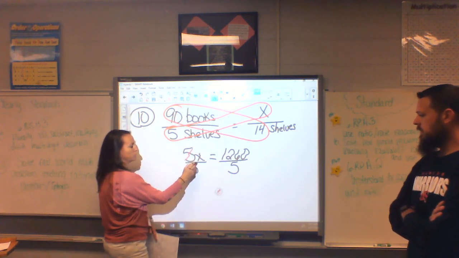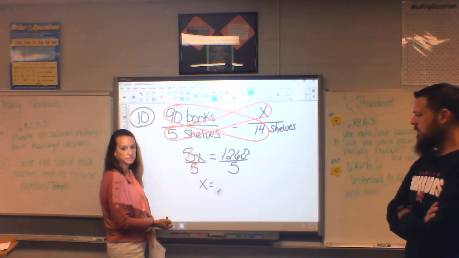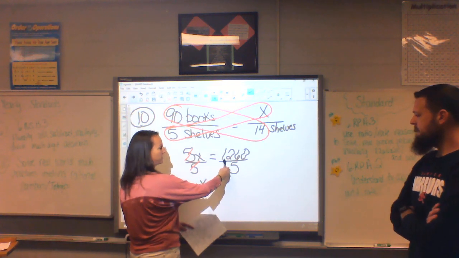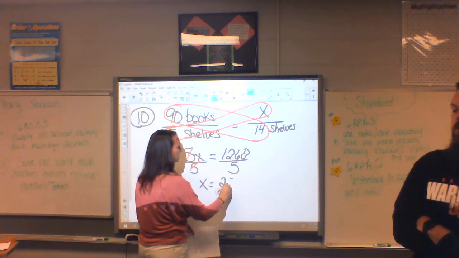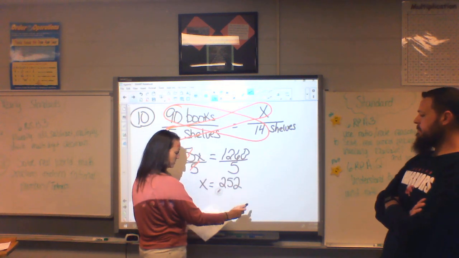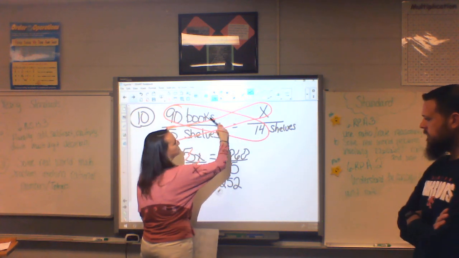5 divided by 5 is 1, so it goes away. I'm left with just X, 1X. And then you simply do your math. 1,260 divided by 5, and you can do that using long division. You should know how to do that by now. 252 is my answer, and I've got to figure out what I'm talking about in this top row.